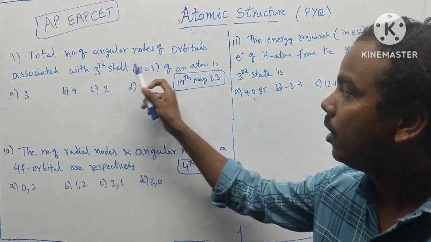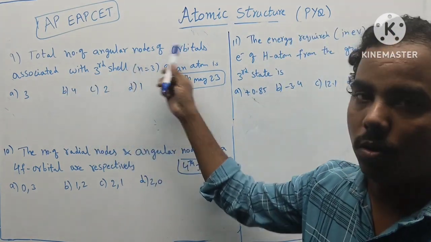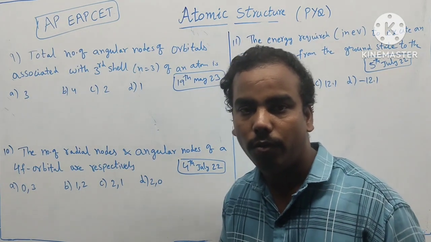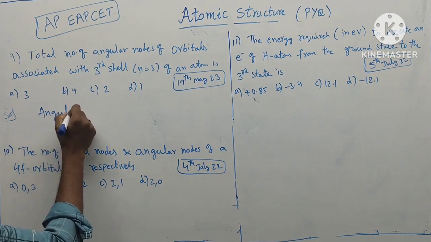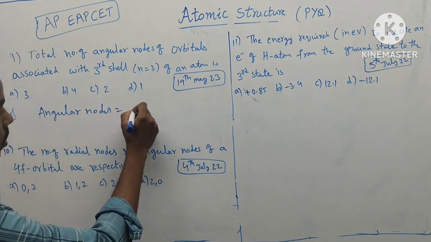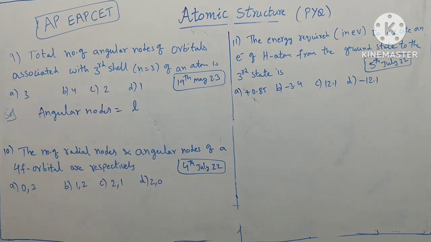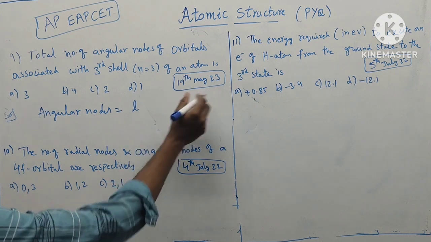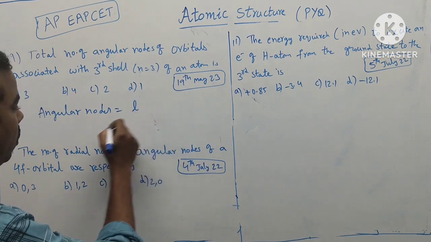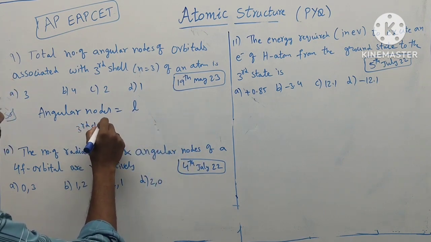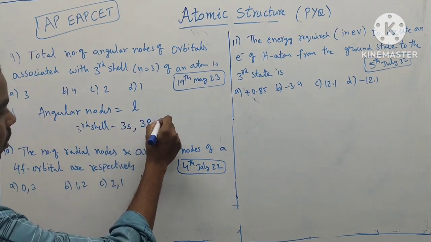Next question. Total number of angular nodes of orbitals associated with third shell. Angular nodes. So what is the formula for angular nodes? Angular nodes formula is simply L. L means it is the third shell of an atom. Total number of angular nodes. So in the third shell, how many orbitals are present? 3s, 3p and 3d.